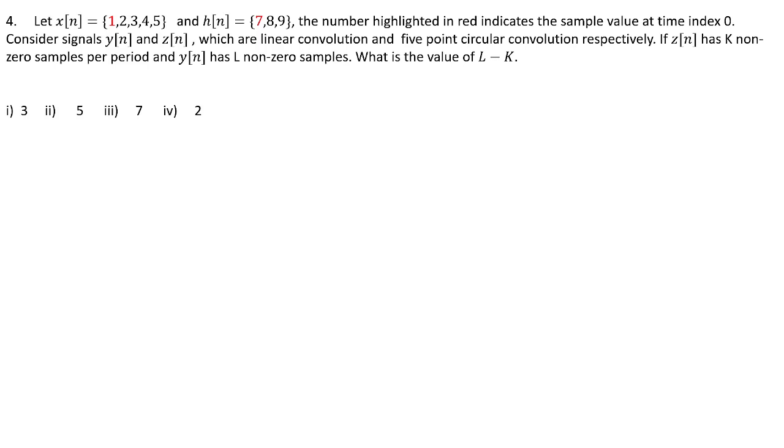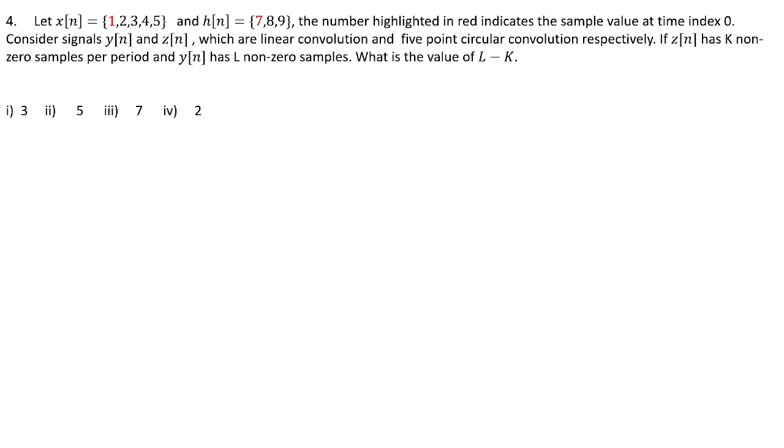Now this answer can be pretty much straightforward. First of all we look at linear convolution. If I linearly convolve two discrete time sequences of length n1 and n2, the convolved sequence or the output will have length n1 plus n2 minus 1. That is pretty much known to us from the basic digital signal processing course.